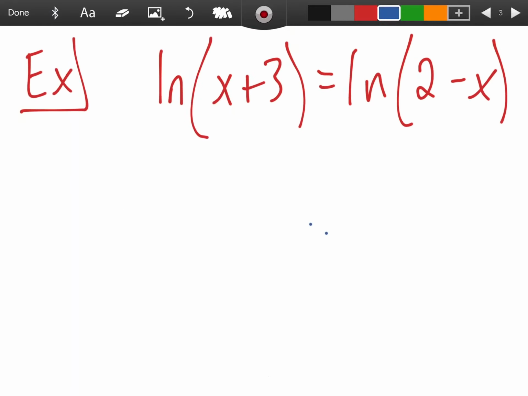All right, so in this example problem, we've got natural log of x plus 3 equals the natural log of 2 minus x. So we can just set those two things in parentheses equal to each other and say, that means x plus 3's got to be equal to 2 minus x.